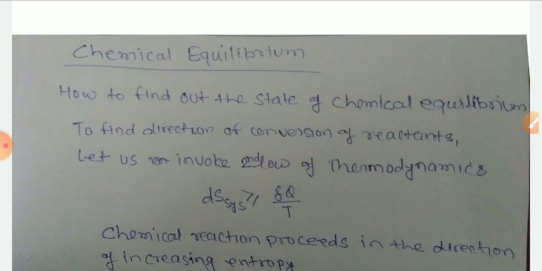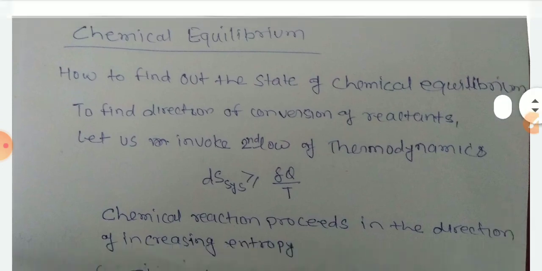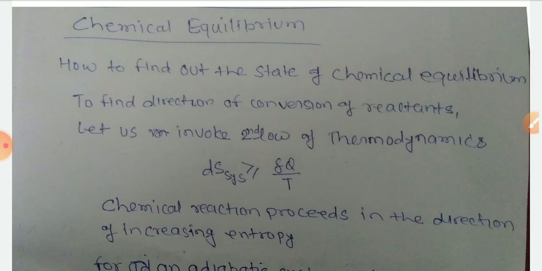We know the second law of thermodynamics for a system: the change in entropy will be greater than or equal to dq by T. For a reversible process, dS is equal to 0, and that is the principle known as the increase in entropy principle. That means the chemical reaction will proceed in the direction of increasing entropy. If it is decreasing, then it will not proceed.